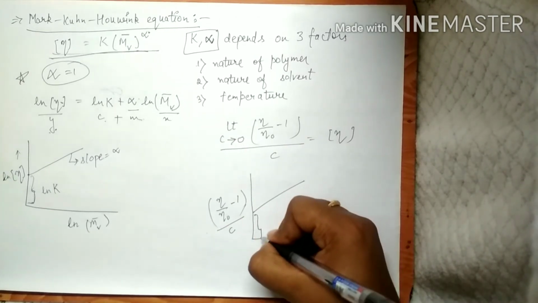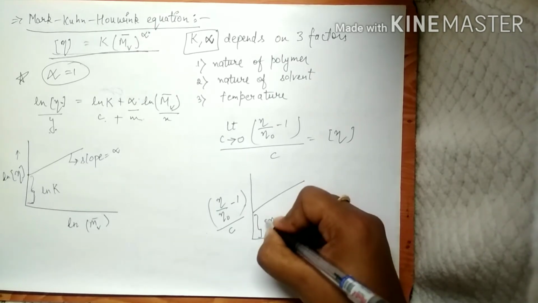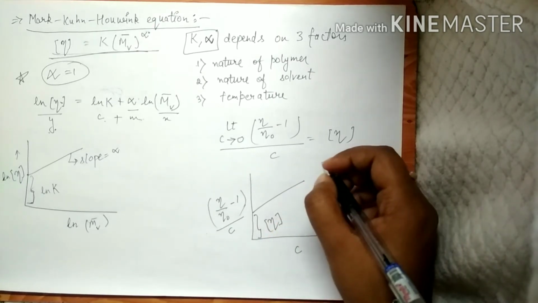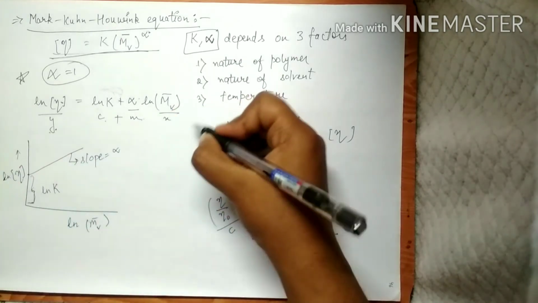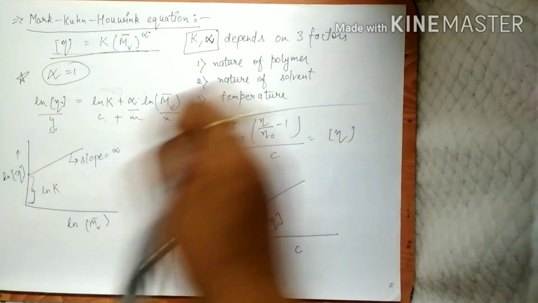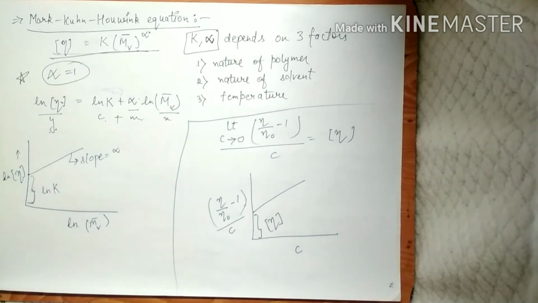This intercept will provide the value of eta. So this is another graph which you have to remember. So this is all about your Mark-Houwink equation.